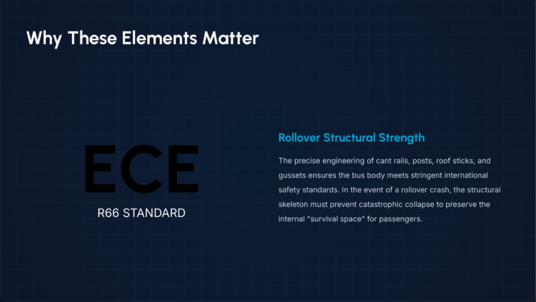This is where the rollover structural strength comes into play, guided by standards like the R66 standard and regulations such as ECE. These standards emphasize that the bus must withstand severe impacts without compromising the safety of everyone inside. So, every detail, from these structural elements to the overall compliance with these standards, contributes to making buses safer and more reliable. It's all about safeguarding lives by ensuring the bus's integrity, even in extreme situations.